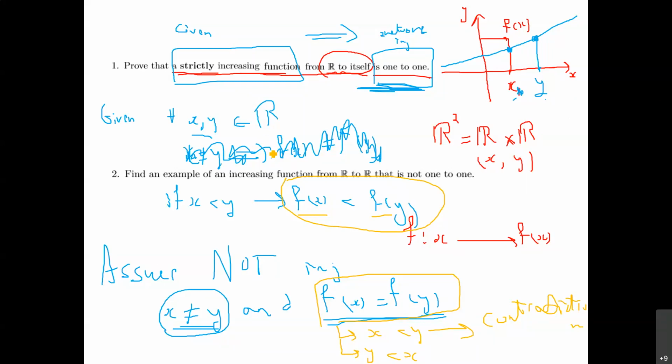So you're given it's increasing. That means, hey, x less than y, f of x is less than f of y. You assumed it's not injective, which means x is different from y and their images are equal. Well, if x is different than y, then one has to be less than the other. Assume x is less than y. You get a contradiction because if x is less than y, according to your given, the image of x has to be less than the image of y. But here you're saying they're equal, so contradiction.